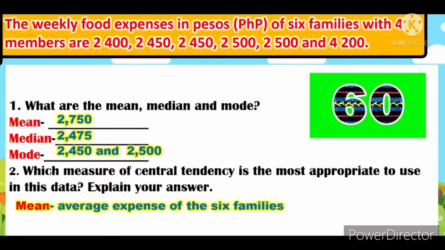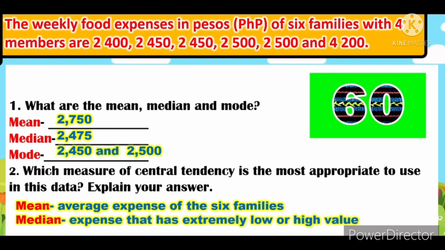We can use mean if we want the average expense of the 6 families, median if we want to know the expense that has the extremely low or high value, and we can use the mode if we want the most common weekly expenses of the 6 families.